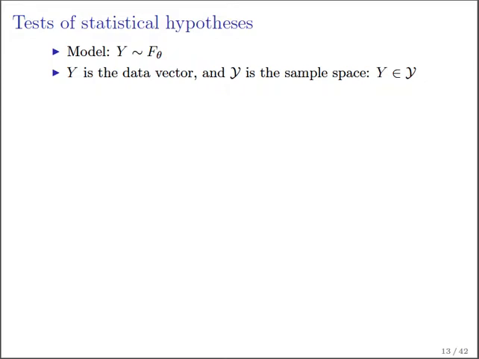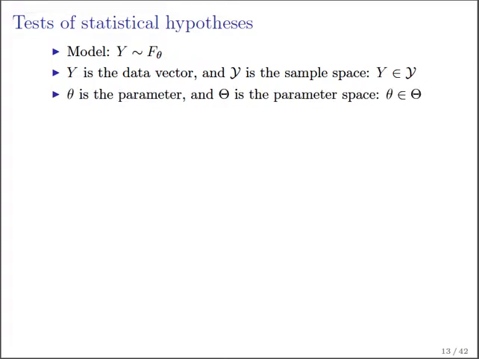where the data live. So that, for example, if the data vector Y were just Y1 through Yn, where Y1 through Yn were real numbers, then the sample space script Y would just be R^n, the n-dimensional set of real numbers.